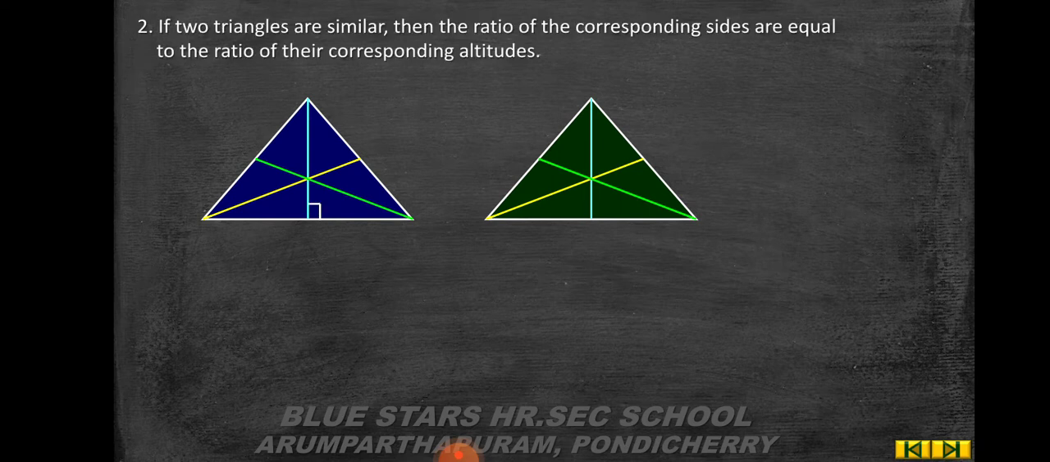If two triangles are similar, then the ratio of the corresponding sides is equal to the ratio of their corresponding altitudes.